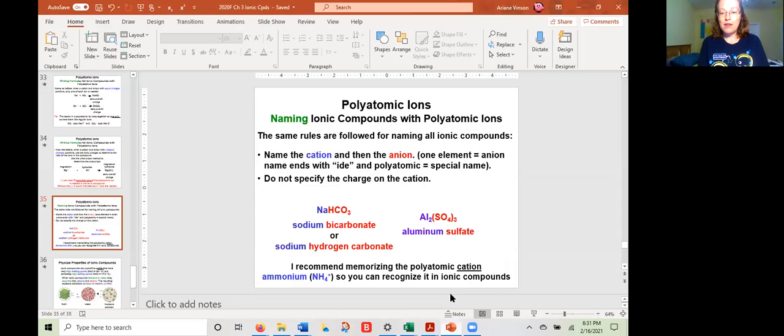I recommend memorizing the polyatomic cation ammonium. Why do I do that? Well, we're looking for our cations in the formulas or names to see if a compound is ionic or covalent. And we look for a metal or ammonium to know that it's ionic.